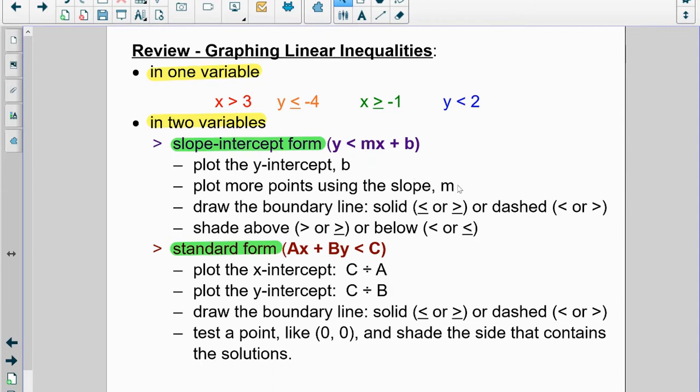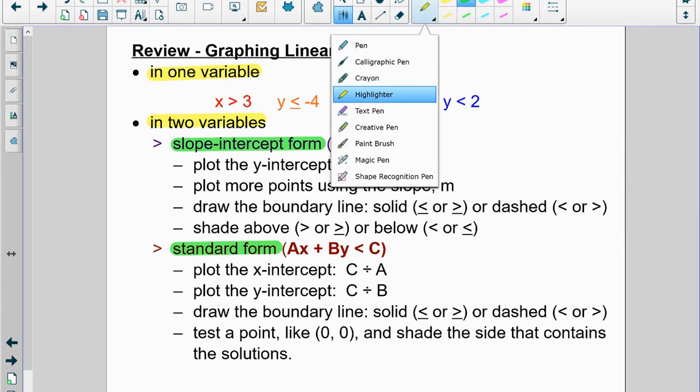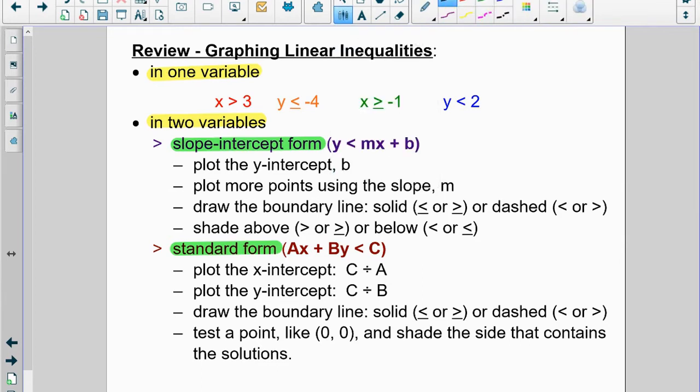And when we use the slope, remember that it's really two numbers. It's a rise and a run, written as a fraction. If you have a positive slope, make sure your line goes up and to the right. If you have a negative slope, make sure your line goes down and to the right.